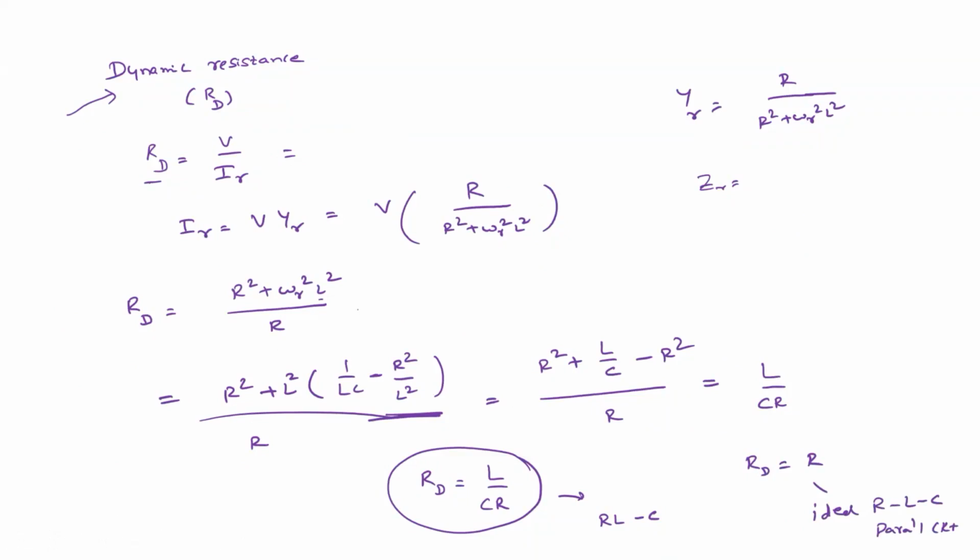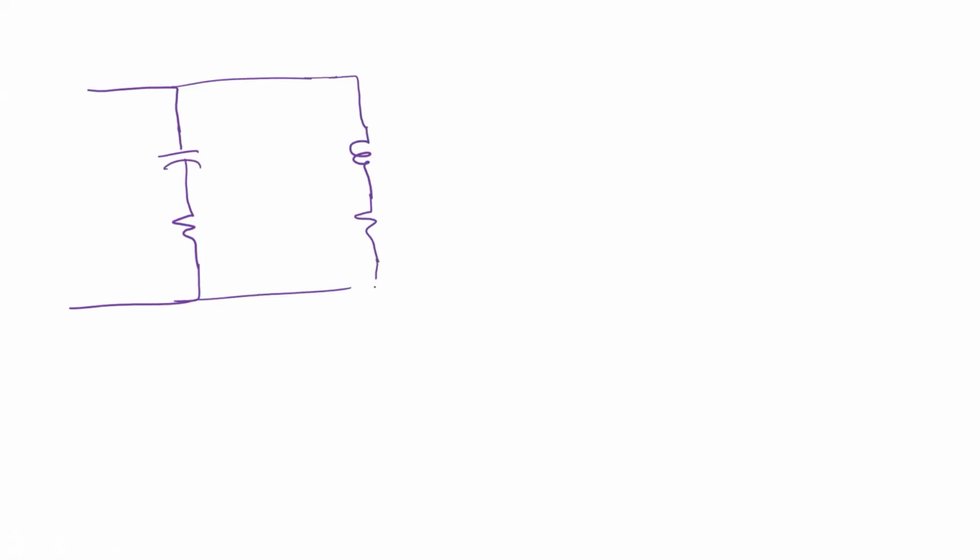Okay, so next we have a more practical circuit. The circuit will be something like this, the generalized parallel circuit. This is RC, this is RL, this is jXL, and this is minus jXC. This is the voltage, and this will be the current.